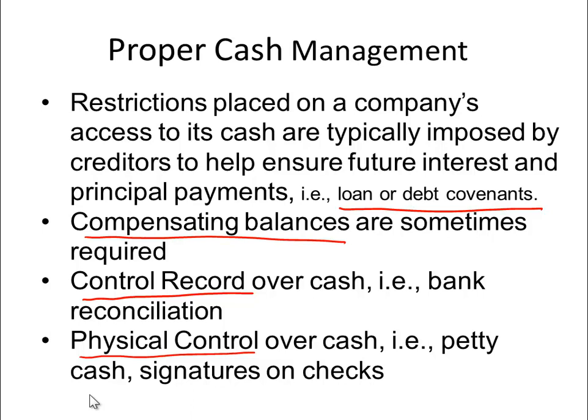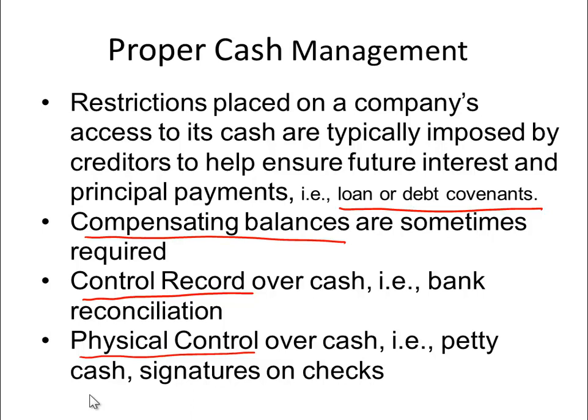Now, when you think about cash, there's certain restrictions that may be placed on cash when you borrow money, and those are called loan or debt covenants. Sometimes you have to keep compensating balances, like 20% of the loan amount in the bank at all times. If you do, you generally get a lower interest rate. You might also need to track your cash and its accounting records in two different places. For example, the bank keeps a record of your cash account, and you need to reconcile that periodically with your record of what's in your cash.